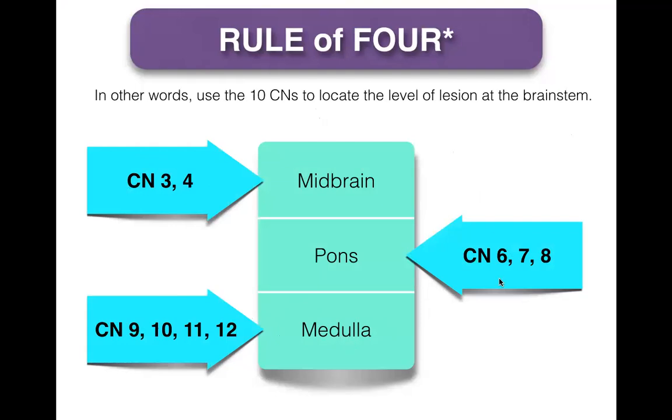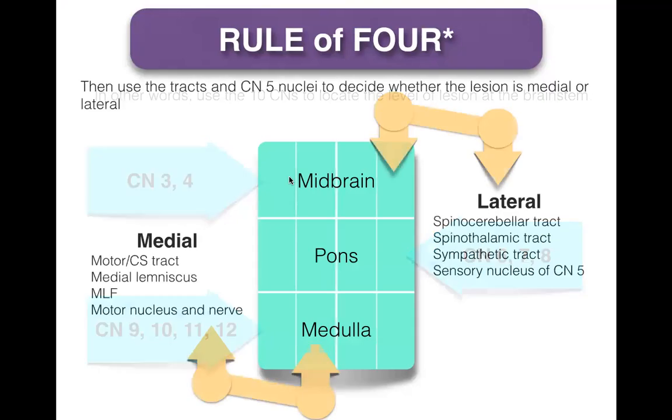While, say, for example, there is facial paralysis, number 7 is affected, then you can say that the lesion is more or less located in the pons. Or there is inability to look at the tip of the nose. Number 4 is affected, then the lesion is located at the level of the midbrain. Then try to decide, is it lateral or medial? If any of these structures are affected, then you can say that the lesion is lateral. Or if any of these structures are affected, then you can say that it is medial in location.